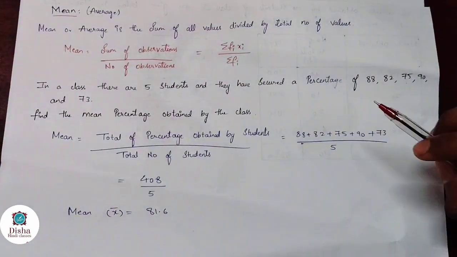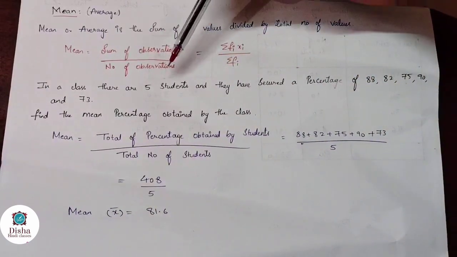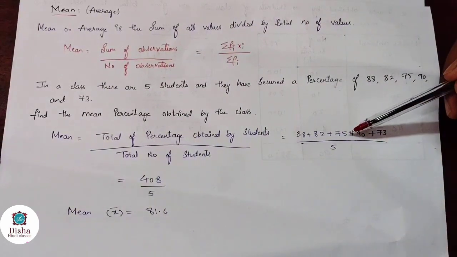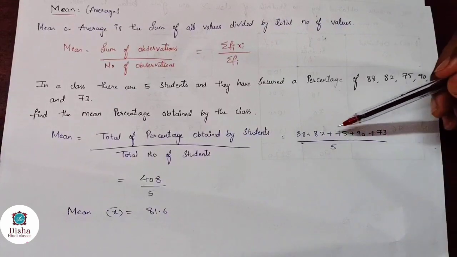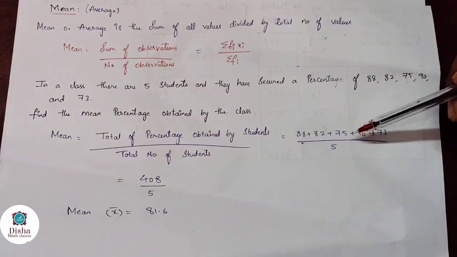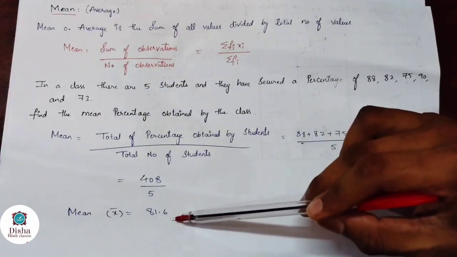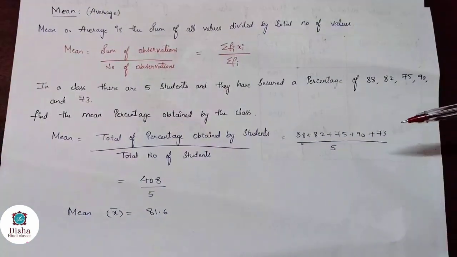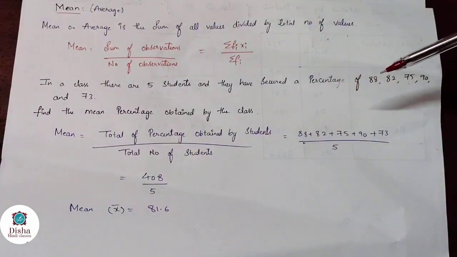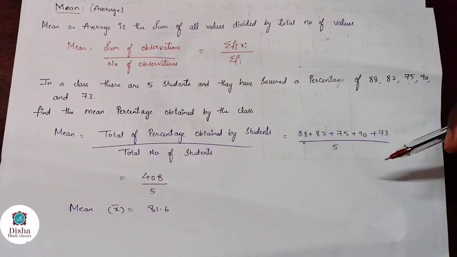Now what we have to do as per the formula is total sum of observations divided by number of observations. Here we have the observations 88 plus 82 plus 75 plus 90 plus 73. Sum of observations divided by number of observations, that is 5. So it will be 408 divided by 5. If we calculate it, we get the mean as 81.6. Mean is sum of observations divided by number of observations. It is the simplest question of a mean of an ungrouped data. We will be looking into the grouped data as well.